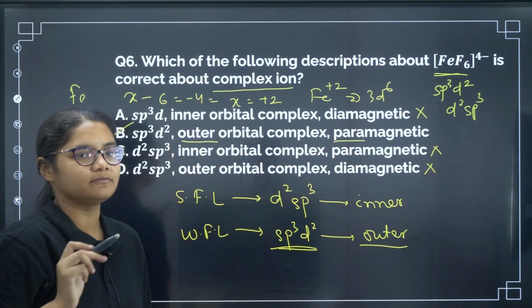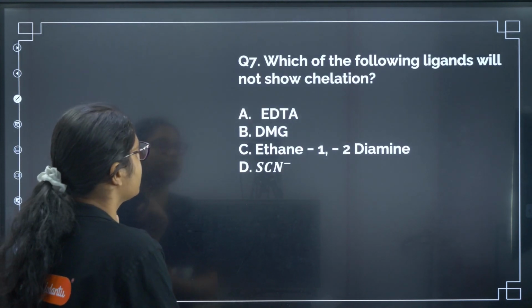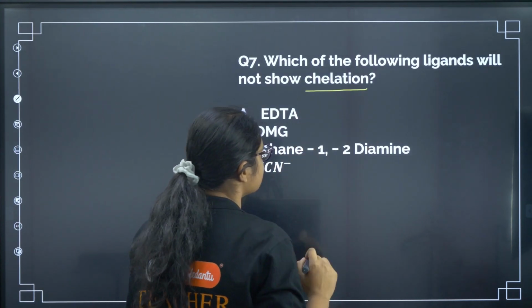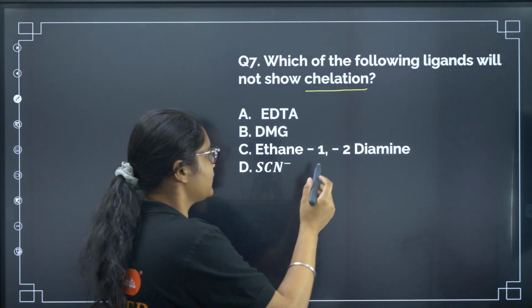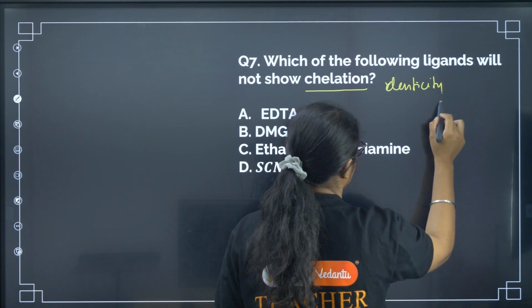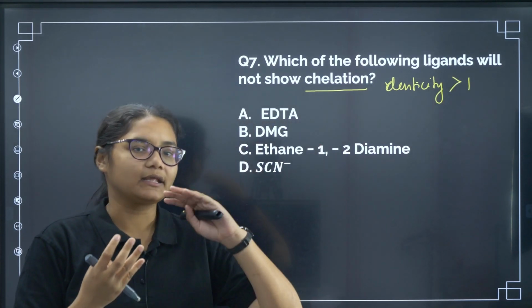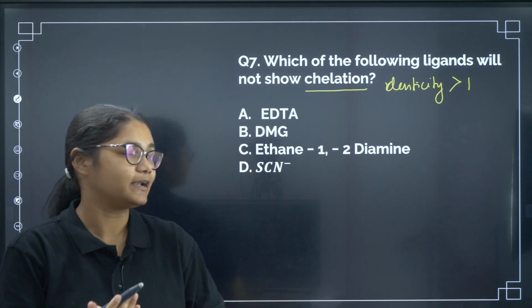Correct answer for this question will be option number B. Okay, now let us see the next question. Which of the following ligands will not show chelation? For this one, the denticity should be more than 1. That means it should not be a unidentate. It can be a bidentate, tridentate, or a hexadentate ligand.